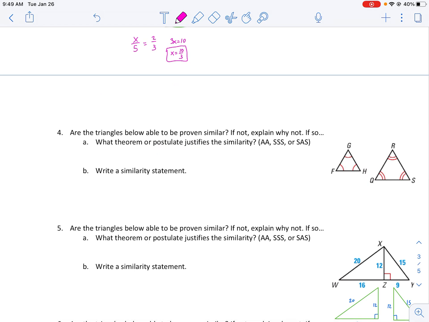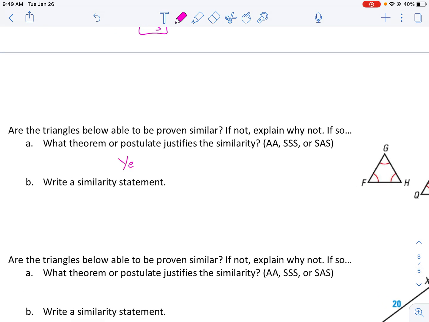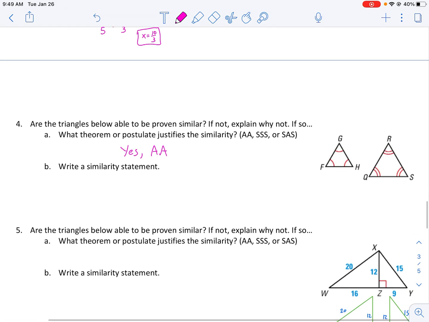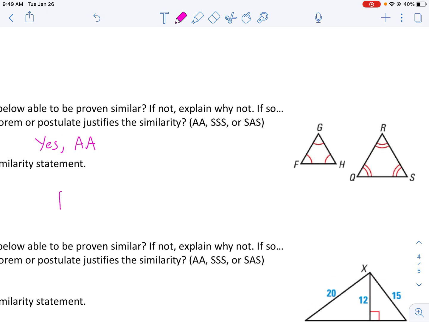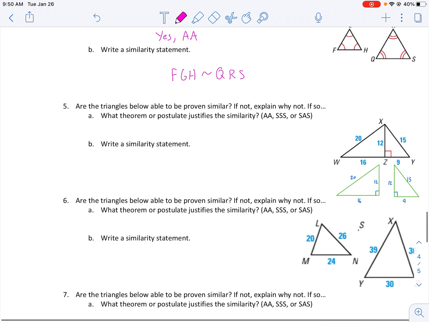Moving right along here. Are the triangles below able to be proven similar? And so here we have angle, angle, angle. So yes, by angle, angle. And we can write a similarity statement. Since all the angles are congruent, it doesn't actually matter what order we write. We can say F, G, H is similar, and we can say any 3 letters. I don't have to go Q, R, S because all the angles are congruent, but I will just write it in the same order anyway. So Q, R, S. Okay.